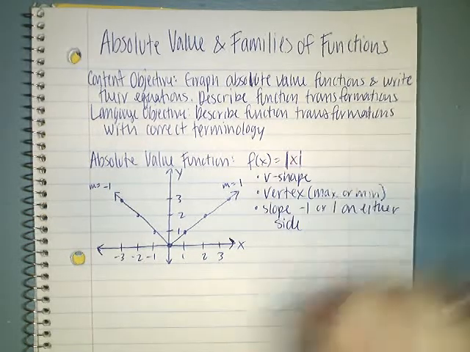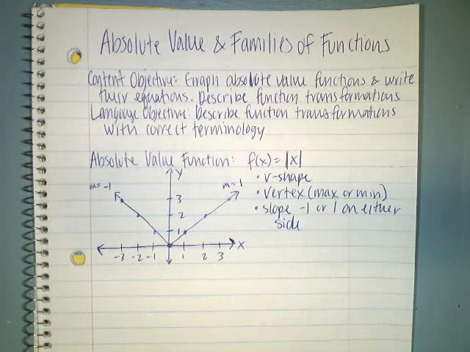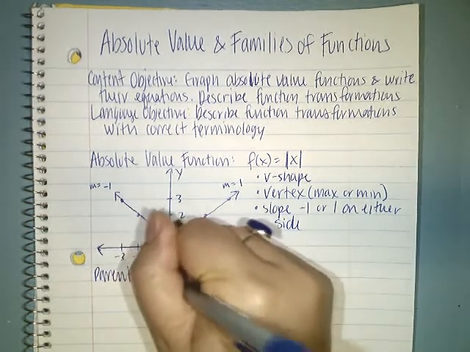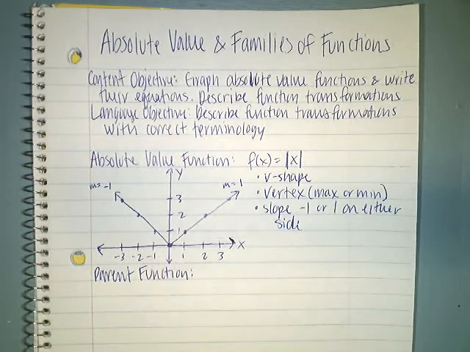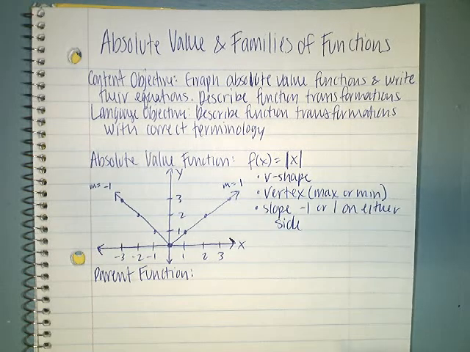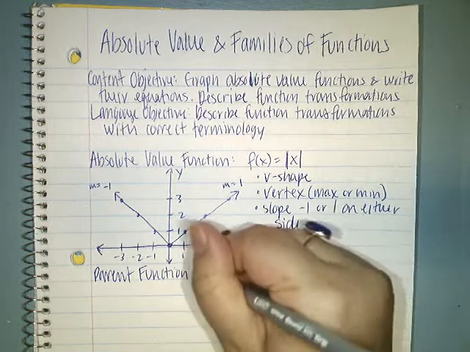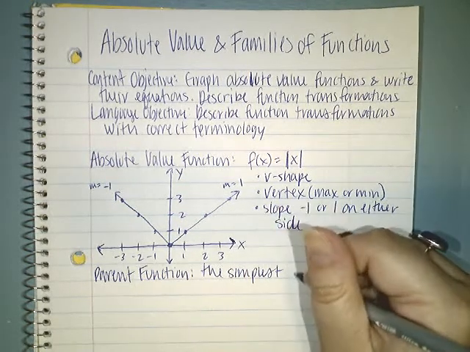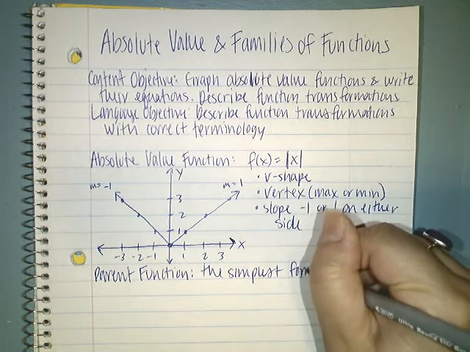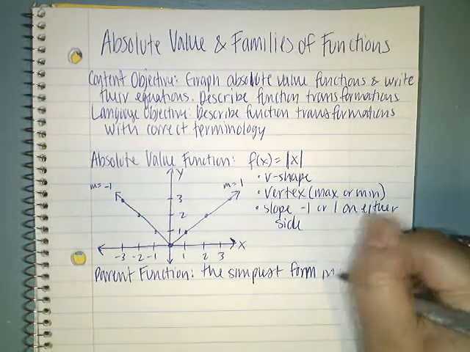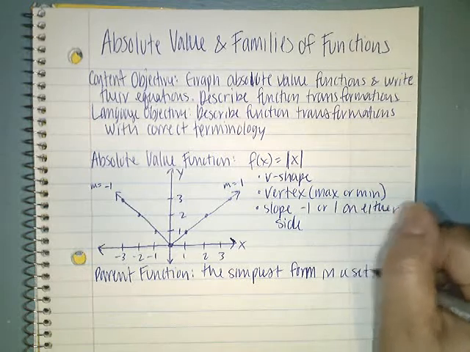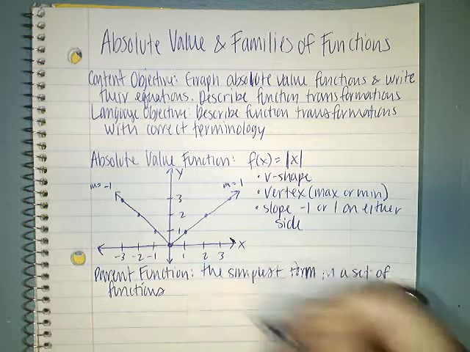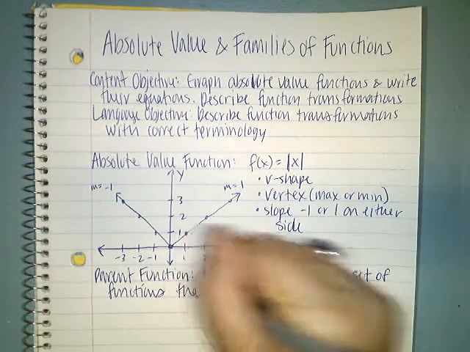As I mentioned just a second ago, this is what's called the parent function for absolute value. So a parent function is the simplest form in a set of functions that form a family. I'm going to write that out: the simplest form in a set of functions that form a family.